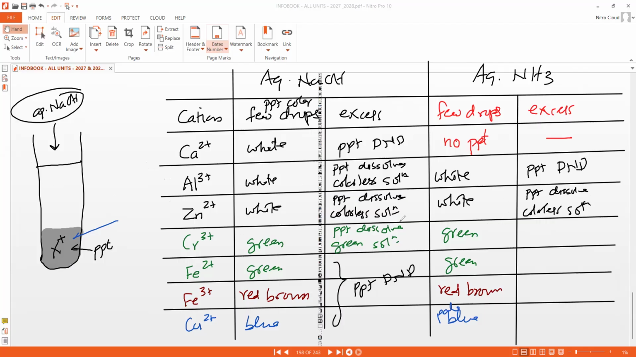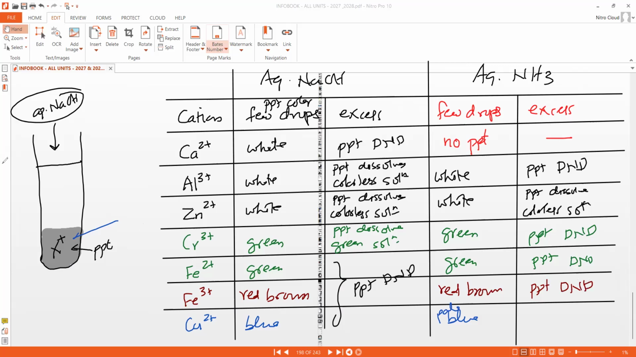Chromium's green precipitate dissolved previously. This time the precipitate does not dissolve. Iron 2 and 3, same, precipitate does not dissolve. Same as they behaved in sodium hydroxide.